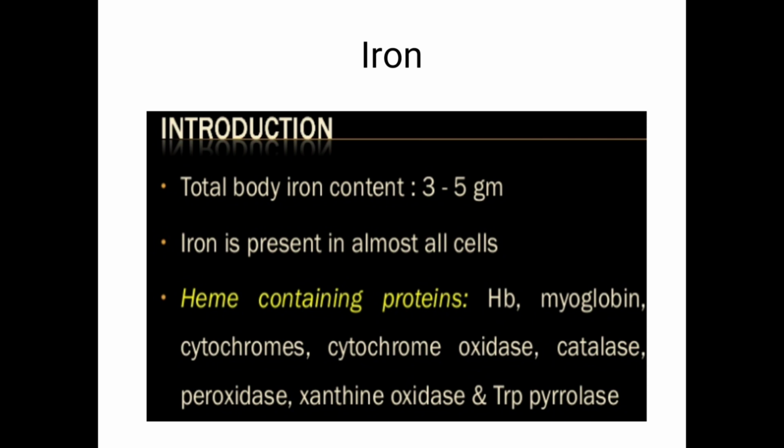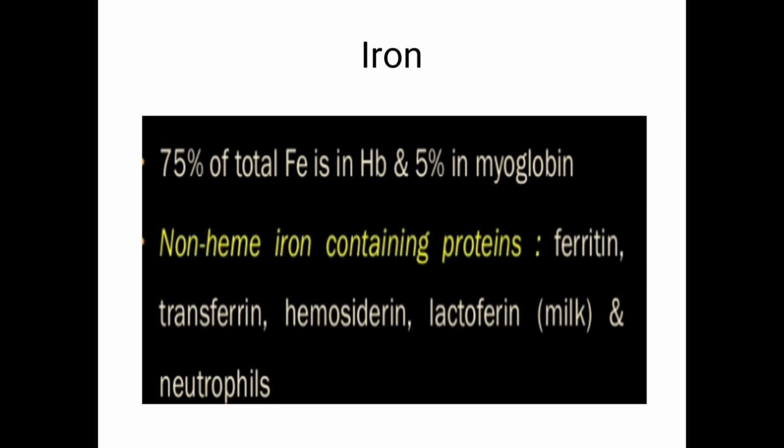So the total body content of iron is 3 to 5 gram. Iron is present in almost all cells. Heme containing proteins, that is hemoglobin, myoglobin, cytochromes, cytochrome oxidase, catalase, peroxidase, xanthine oxidase, tryptophan pyrrolase. These are the heme containing forms of iron. Okay, so most of the iron is present in hemoglobin, the rest 5% in myoglobin in the muscle.